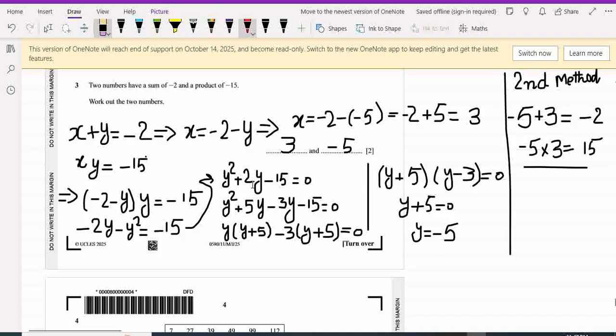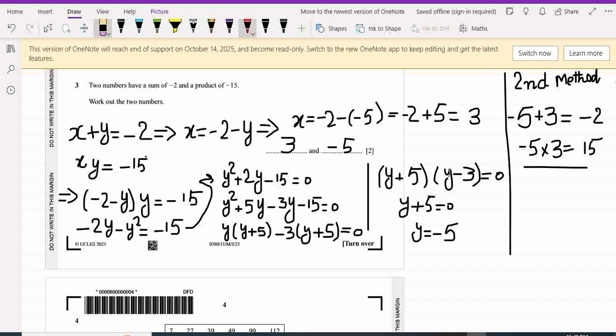We have to think of two numbers which give you 15 on multiplication and 2 on subtraction. They are 5 and 3, because 5 minus 3 is 2 and 5 times 3 is 15. So we write y square plus 5y minus 3y minus 15 is equal to 0. When we take y common from the first pair, we take 5y... we get y into y plus 5. When we take -3 common from -3y minus 15, we get -3 into y plus 5. So this will become y plus 5 into y minus 3 is equal to 0. So if we put y plus 5 is equal to 0, we get y is equal to -5.